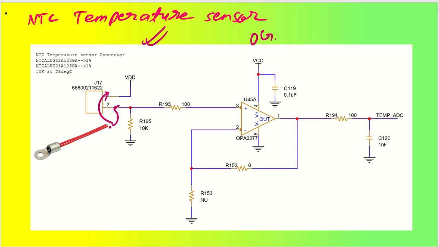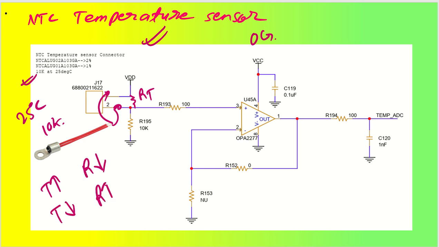So this will generate a resistance based on the temperature that it is going to encounter. As you can see, at 25 degrees centigrade the resistance value will be 10 kilo ohm, and as my temperature increases, my resistance value will decrease, and as my temperature decreases, the resistance value will increase. So that's the understanding of this negative temperature coefficient temperature sensor.